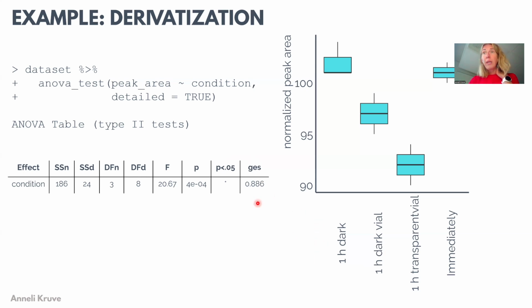So basically here the conclusion is that the p-value is lower than our significance level, which means that we need to reject the null hypothesis and accept the alternative hypothesis, indicating that at least one of the measurement conditions is showing substantially different results in terms of peak area from the other conditions.